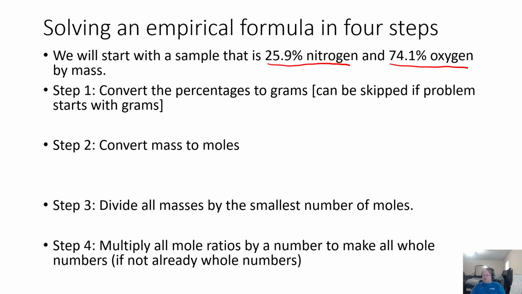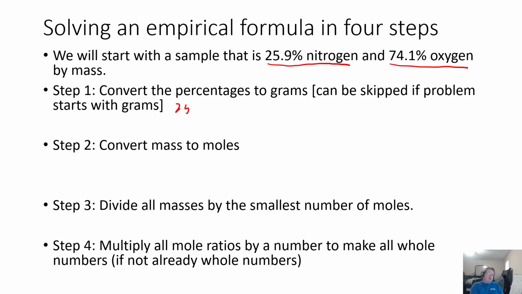There are 4 steps you're going to go through. The first is, if you're given a percentage, convert this to grams. If you're already in grams, skip this part. What you're doing here is acknowledging that this percentage ratio could be for any starting mass. But to make your life simple, treat it like you had a 100 gram sample. So 25.9% of 100 grams is just 25.9 grams.